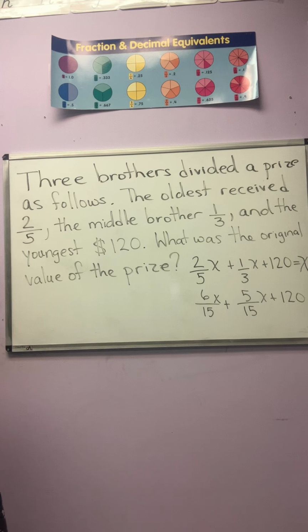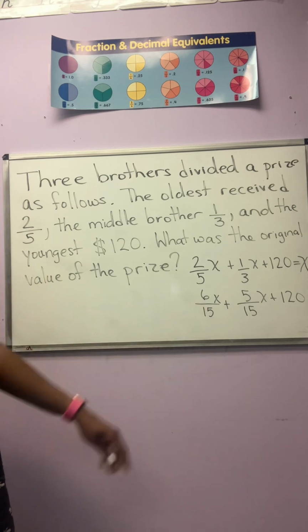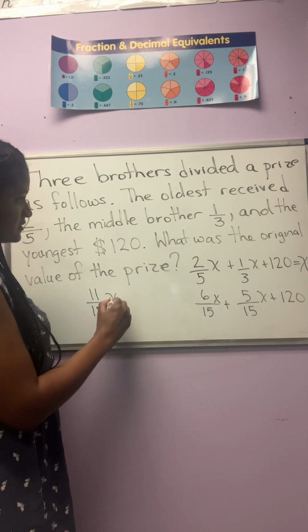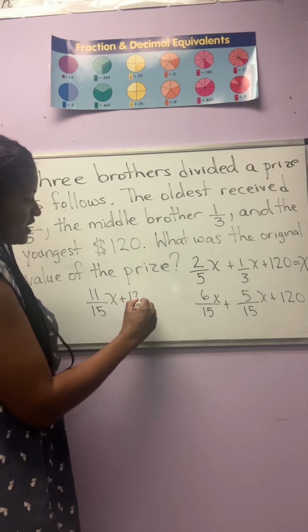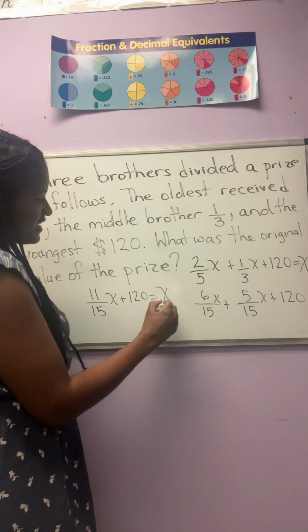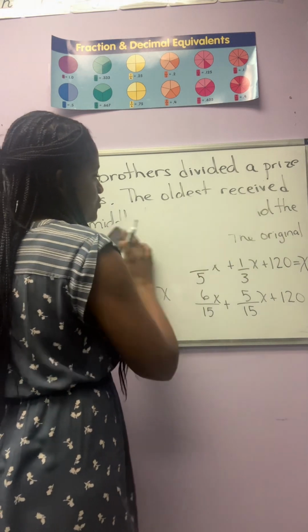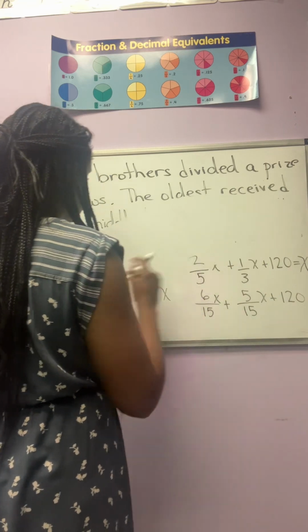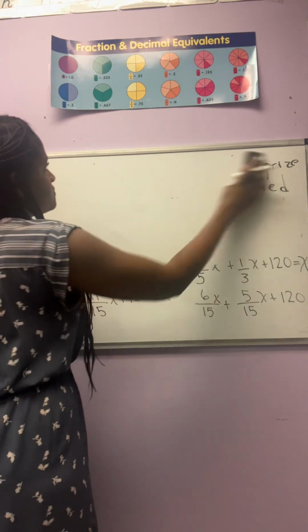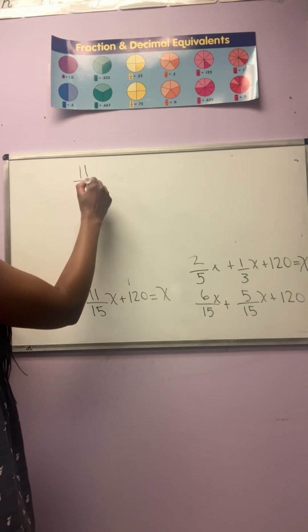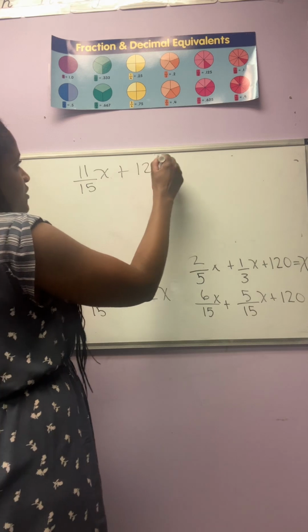Now you need to combine like terms. 6/15x plus 5/15x is 11/15x. Plus 120, I ran out of space, but it all equals x. All right, so I'm going to erase the word problem so I have space to finish this. So what you need to do, so we have it right here, 11/15x plus 120 equals x.